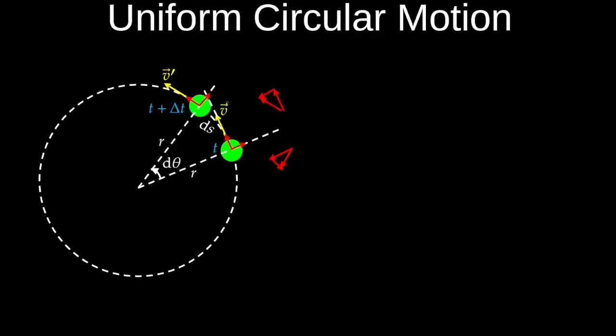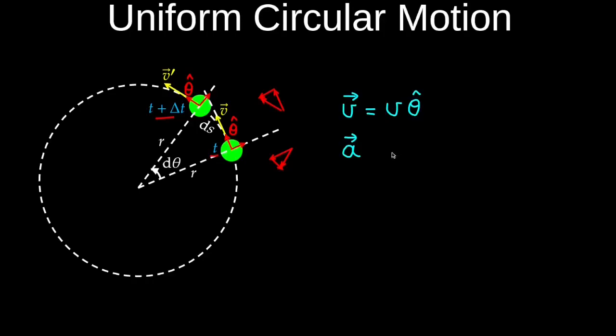Consider a particle travelling along a circular path. Well, the velocity is always tangent to the path and is equal to the speed multiplied by the direction vector. We have the tangential unit vector at time t and the tangential unit vector at time t plus delta t. Now if we differentiate this, we obtain the acceleration.